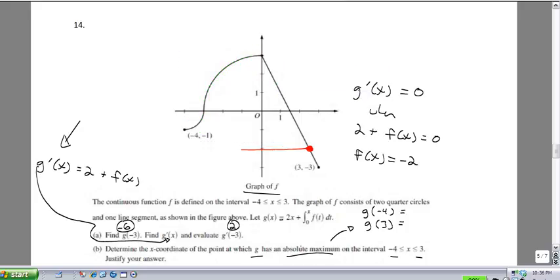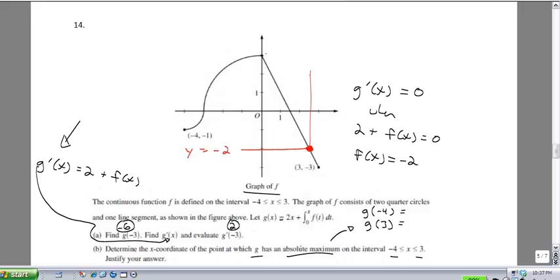Now, is f of x ever undefined? No. So you just have to look at where f of x is negative 2. What's the x value there? That's what we need. Well, we know the equation of that line. You could probably just estimate it and you'd be fine. It looks like 2.5. But let's say you weren't sure.